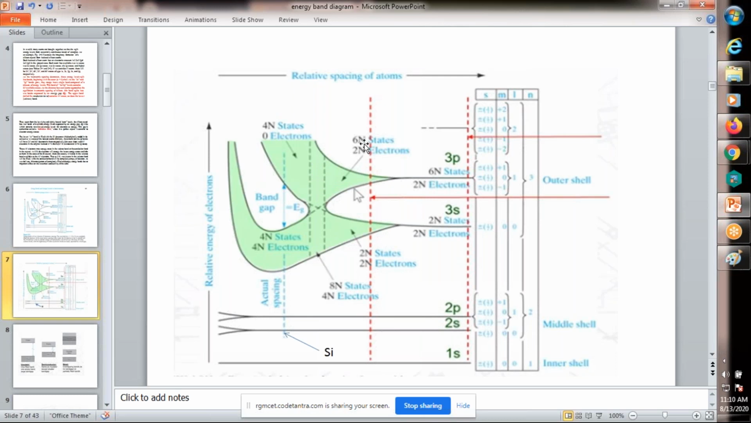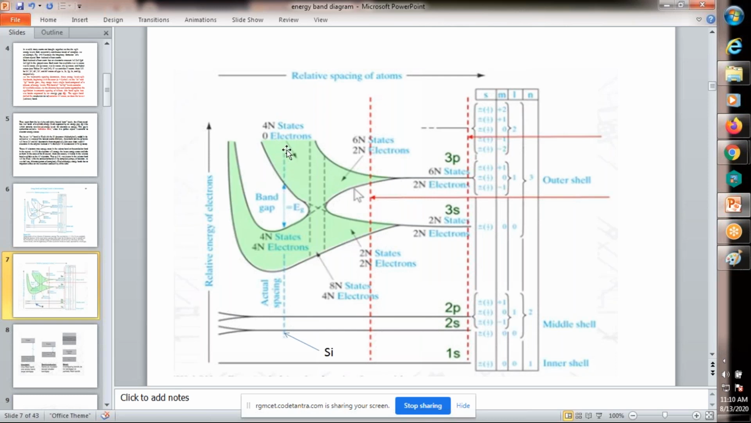The right side area has 6N states, 2N electrons, and the other has 2N states, 2N electrons. In the overlapping area, in total, 6 and 2, so 8N states and 4N electrons are available. Now this energy band again divides into two parts, separated by a band gap, Eg, the energy band gap.